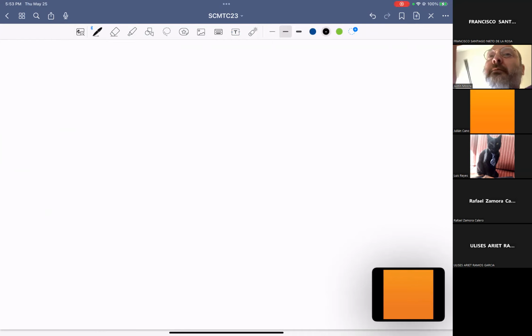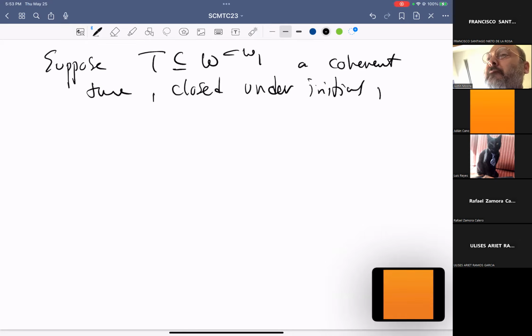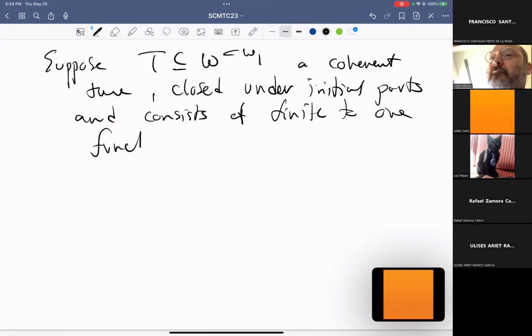Okay, so suppose T is a coherent tree, which is closed under initial parts, and consists of finite to one functions. So we have the usual ordering on T.